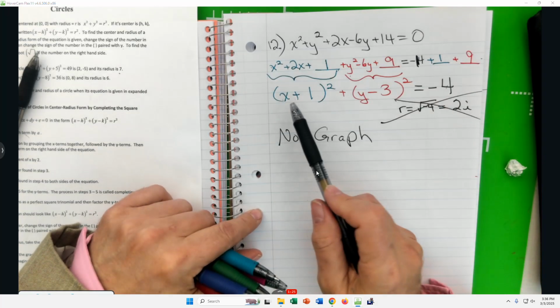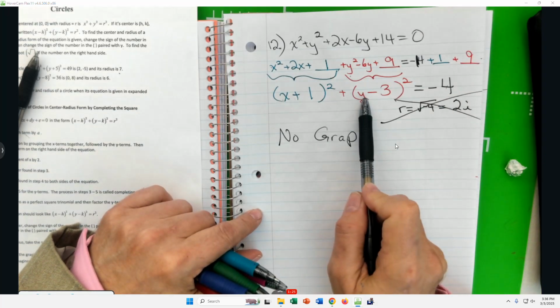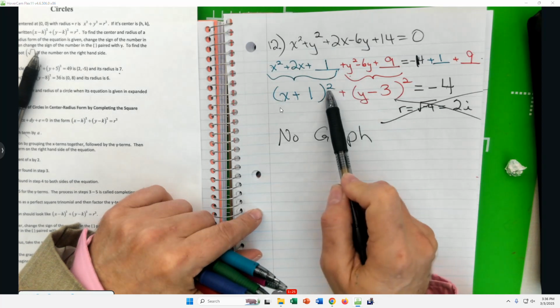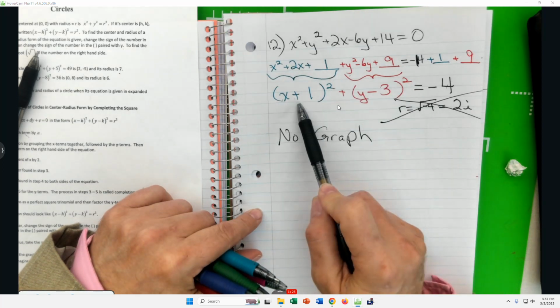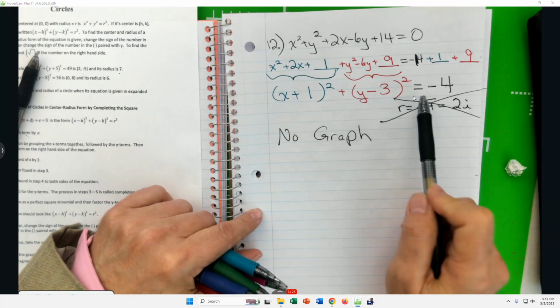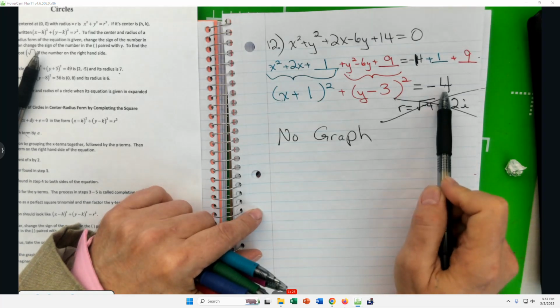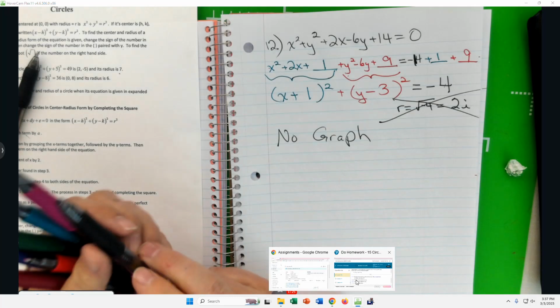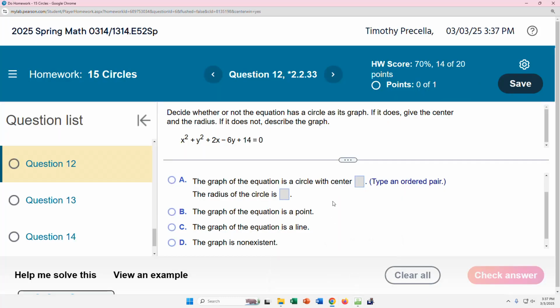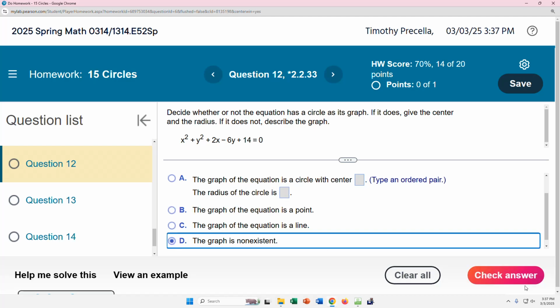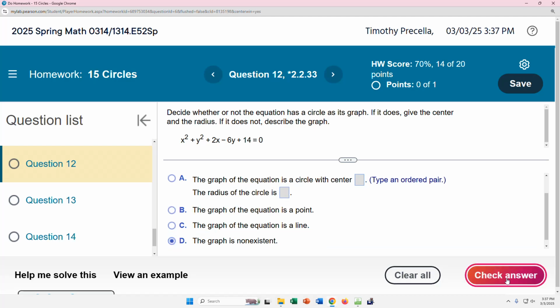It doesn't matter what you plug in for x or y. When you square the results, it'll be positive plus positive equals a -4. That cannot happen. There's no point in this situation. There's no graph, not even a point. You would choose option D. The graph is non-existent. Any questions there?